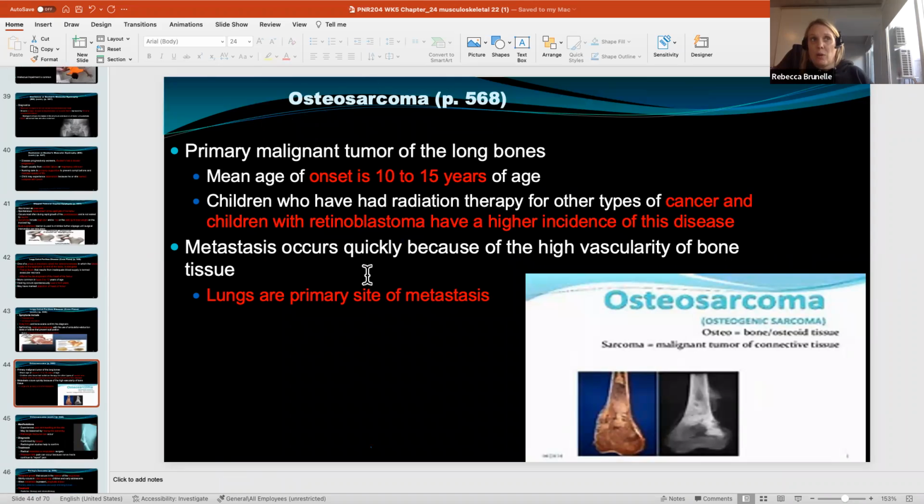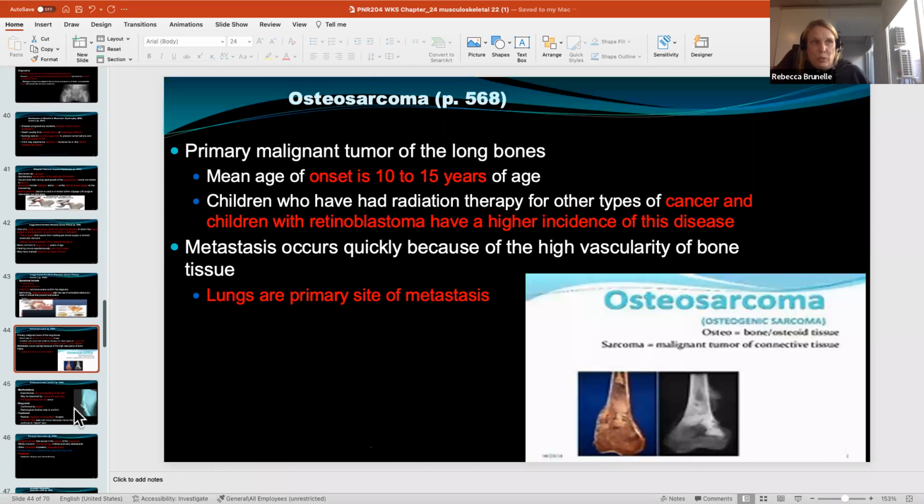So osteosarcoma is cancer of the bone. It's the malignant tumor of the long bones, and the most common age of onset is 10 to 15 years. It is responsive to radiation therapy, but if there is metastasis, which is spread of the cancer to other parts of the body, then it has a bad prognosis, and the lungs are the primary place that it metastasizes to.